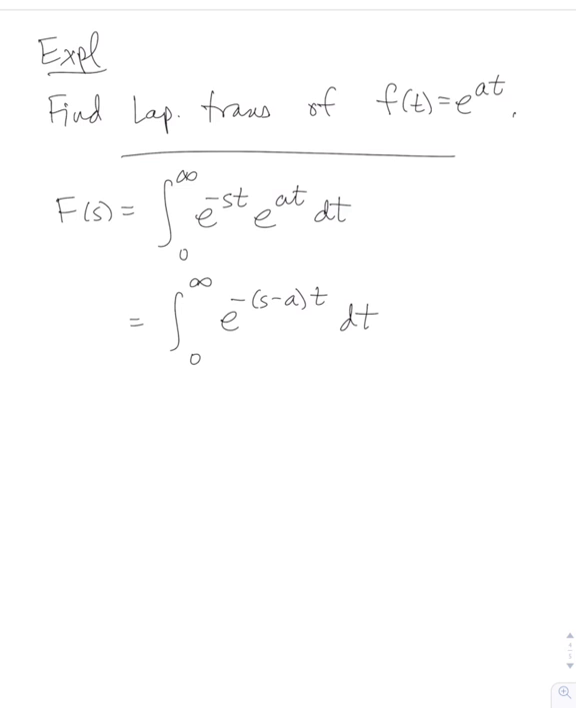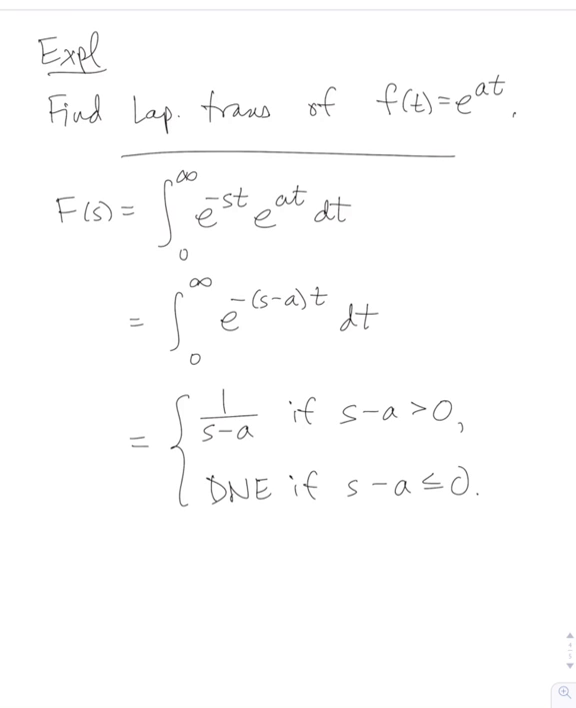And just like before, you don't have to go through all that work again. It's just a new coefficient up here in the exponential. We're going to get 1 over s minus a if s minus a is positive, and it does not exist if s minus a is less than or equal to 0.